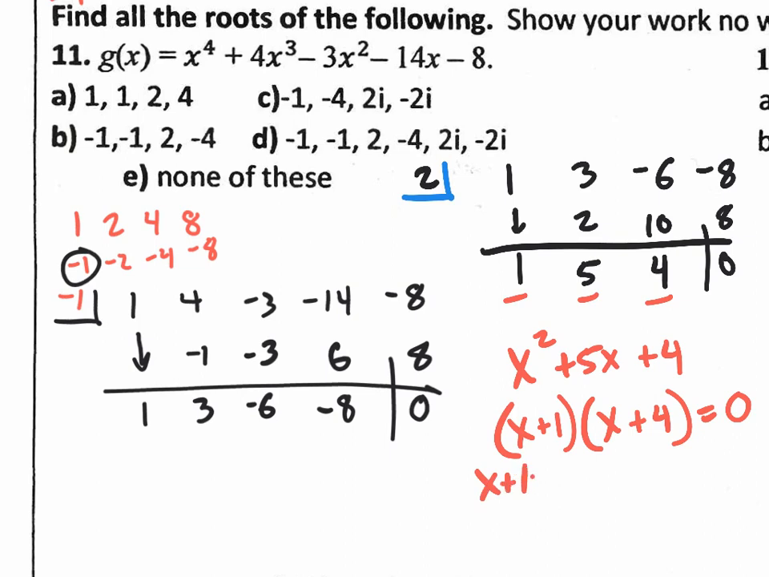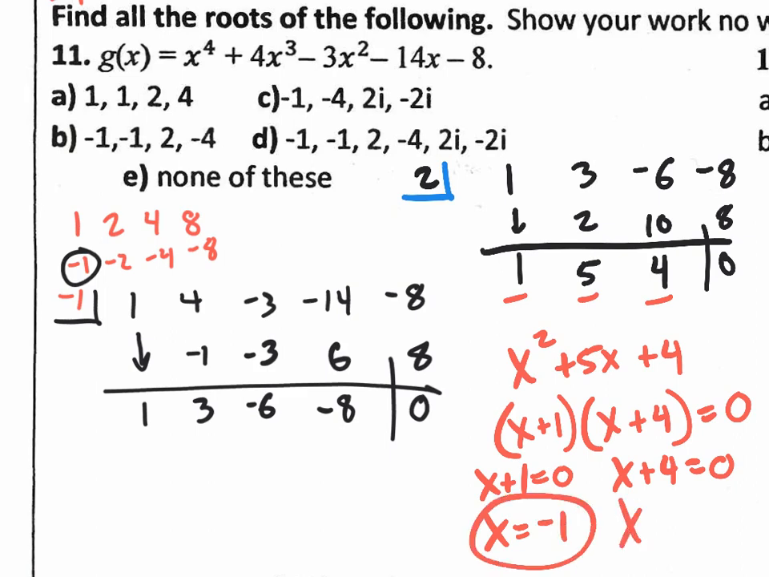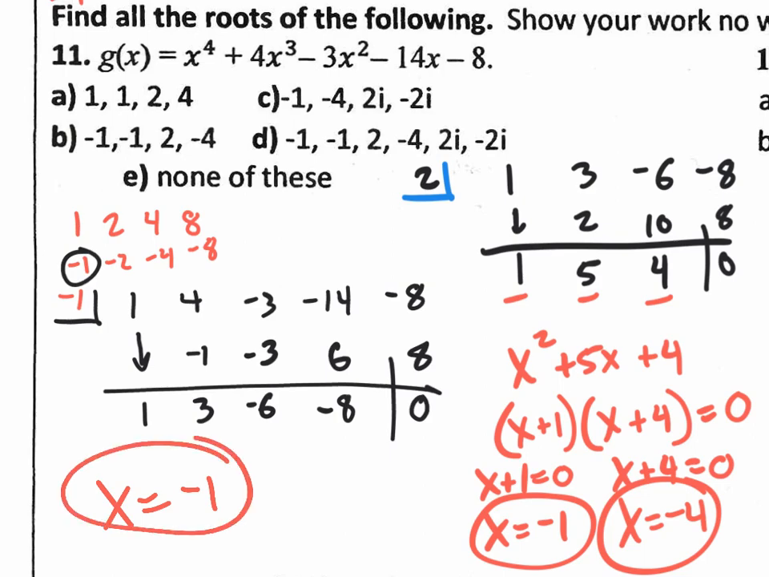So x plus 1 has to be equal to 0. X plus 4 has to be equal to 0. X equals negative 1. X equals negative 4. So what answers did we get? We got x equals negative 1. We got x equals 2. We also got negative 1 and negative 4. So which is the correct one? B.